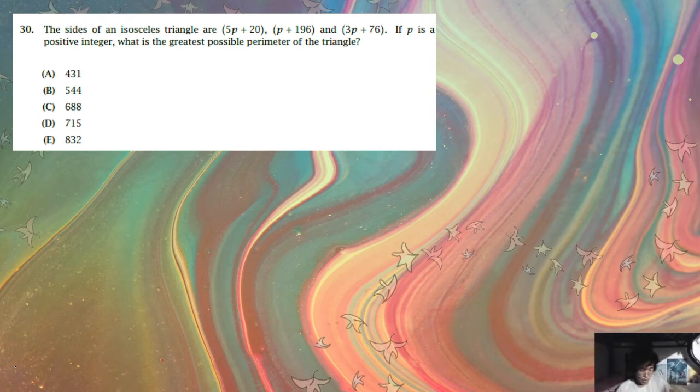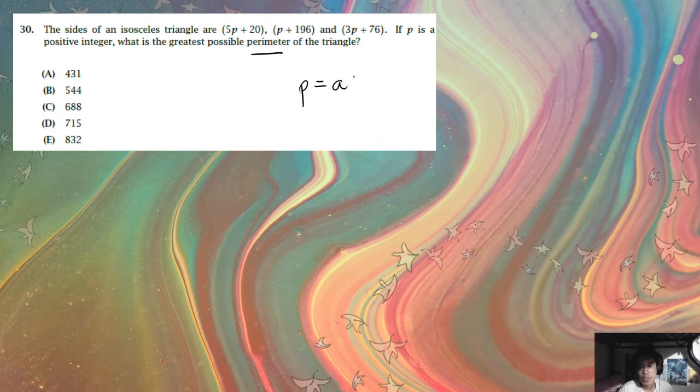Okay, so let's try to solve this problem. The sides of an isosceles triangle are 5p plus 20, p plus 196, and 3p plus 76. If p is a positive integer, what is the greatest possible perimeter of the triangle? So how do we solve for the perimeter of a triangle?